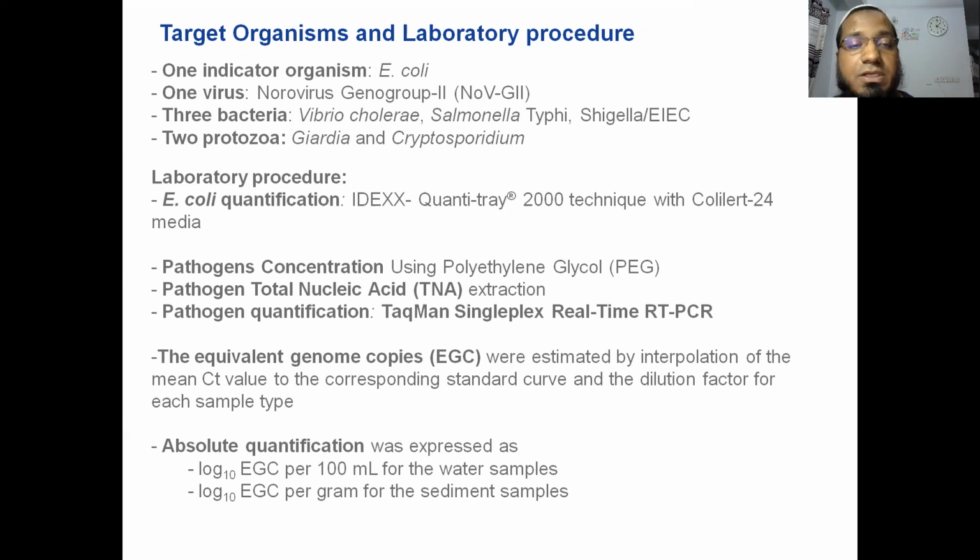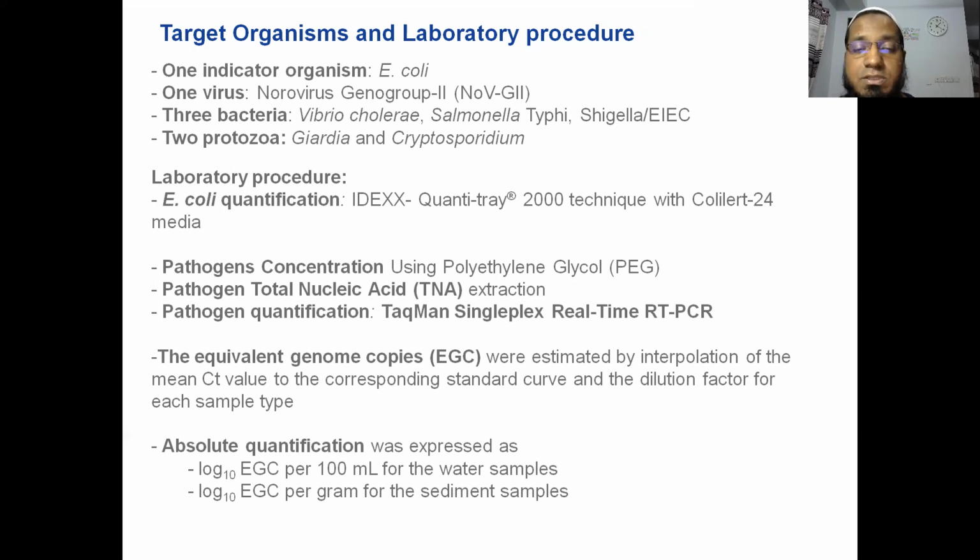For the pathogen detection, first of all, we concentrated the pathogen using the PEG precipitation technique. After DNA extraction, we did TaqMan singleplex real-time RT-PCR. The equivalent genomic copies were estimated by interpolation of the mean CT value in the corresponding standard curve and the dilution factor for each sample type.